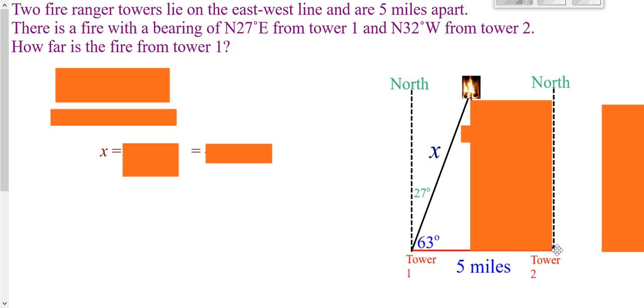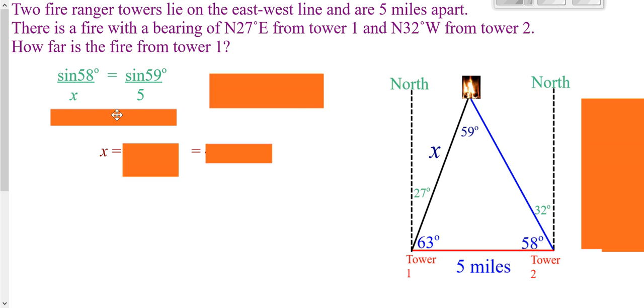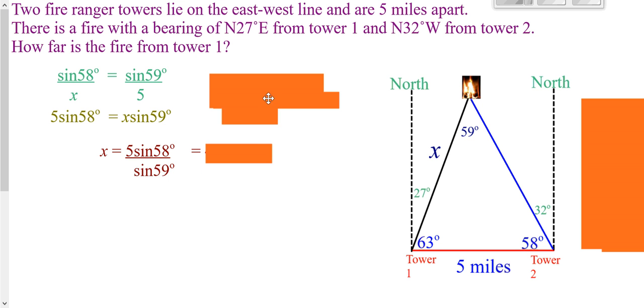From tower two, we got to go straight north and rotate 32 degrees to the west. Well, if that's 32 and the whole thing's 90, we could easily figure out this one here. If you know these two angles, you can easily get this one here by subtracting from 180. Now, we want to know how far the fire is from tower one. Well, we now have an opposite pair, so we could use law of sines. So we could go the sine of 58 over x is equal to the sine of 59 over 5, cross multiply, get our calculator ready form, and type it in. Remember to include units.